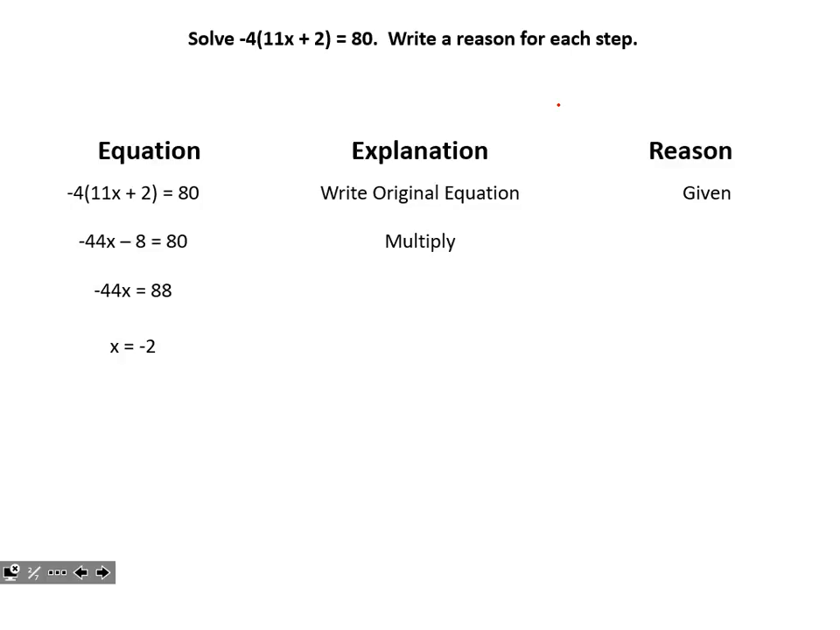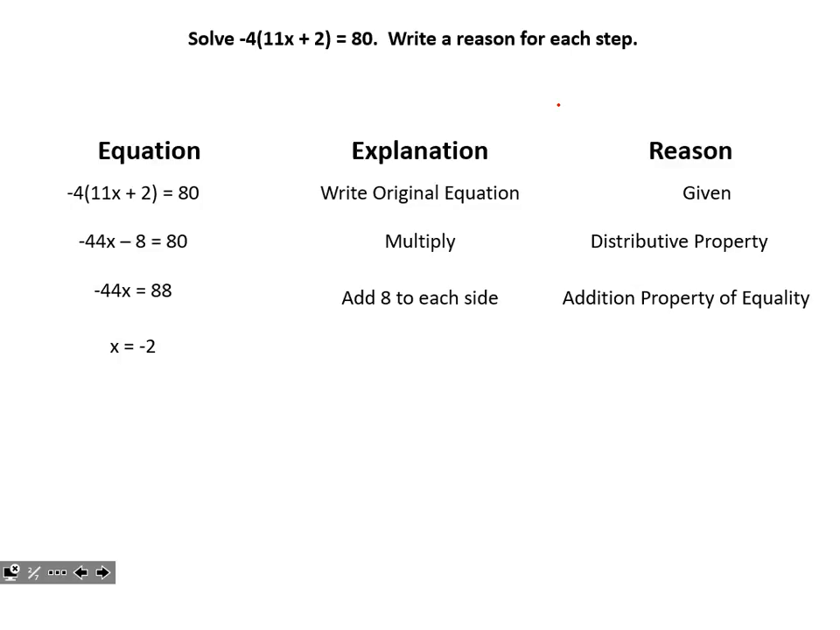We go from -4 times 11x plus 2 to -44x minus 8. Distributive property. Okay? Then we go to -44x equals 88. Addition property, right? The only difference here is that we've got a -8 here equals 80. We added 8 to both sides to get -44x equals 88 because of the addition property.